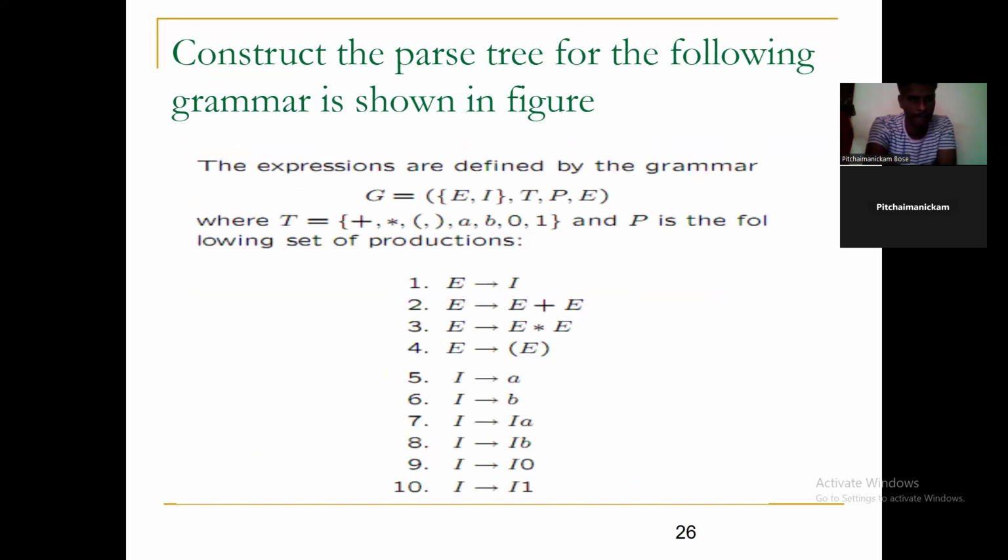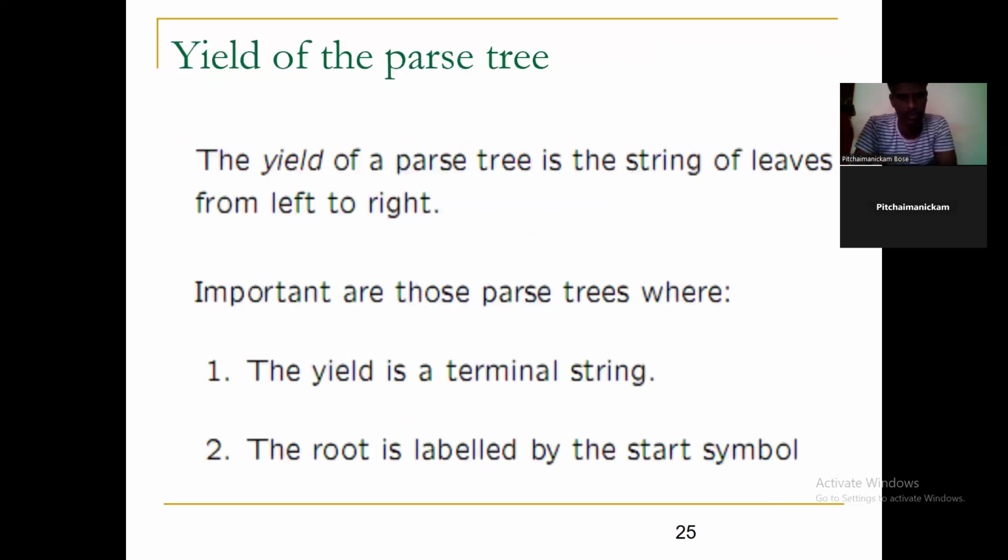Another thing is the yield of the parse tree. What is the yield of the parse tree? The yield of the parse tree is the string of leaves from left to right. Here we take two important things: the yield is the terminal string, and the root is labeled by the start symbol. So you just note it down.